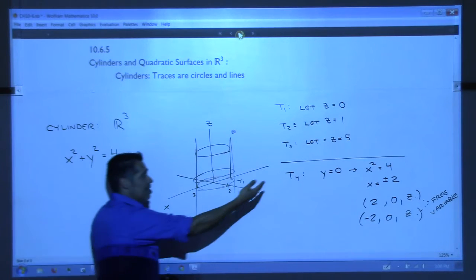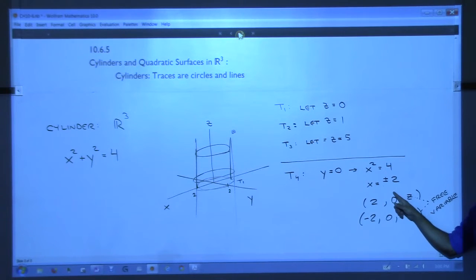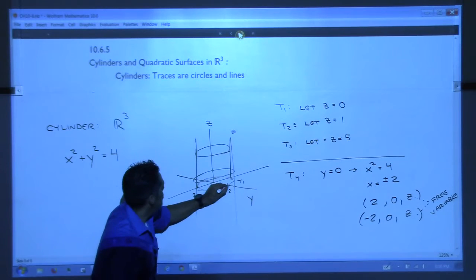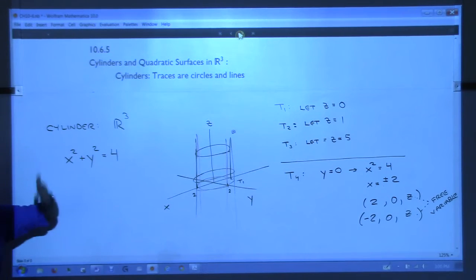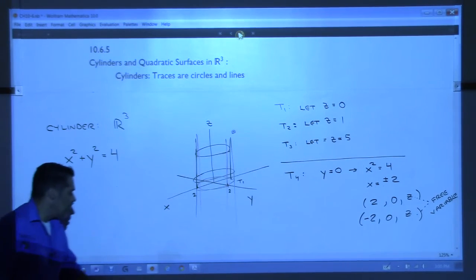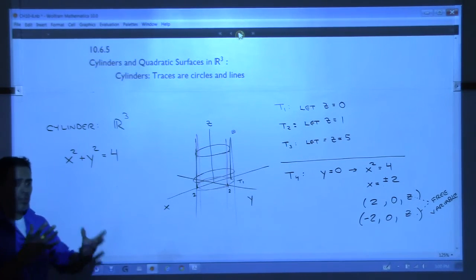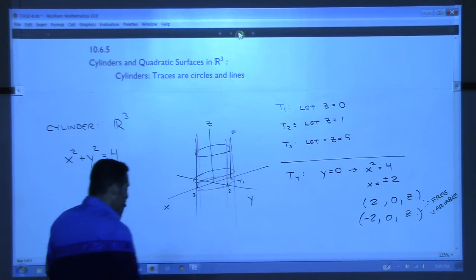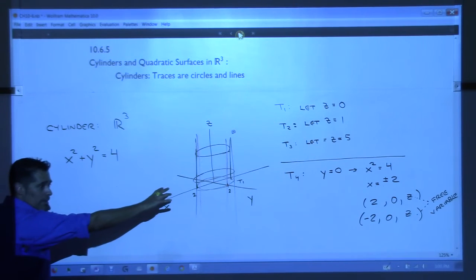I could have done this same exact process with x being 0. If x was 0, I'd have y as plus or minus 2, and then these would flip over, and that would give you something that looks like, y is 2, we go up and down, z is free, and then y in the back. And so do you see that those traces are vertical lines? And so a cylinder is a three-dimensional surface where traces are circles or lines. I don't expect that you're going to do all the traces to see what all these look like. I just want you to see how traces work, okay?